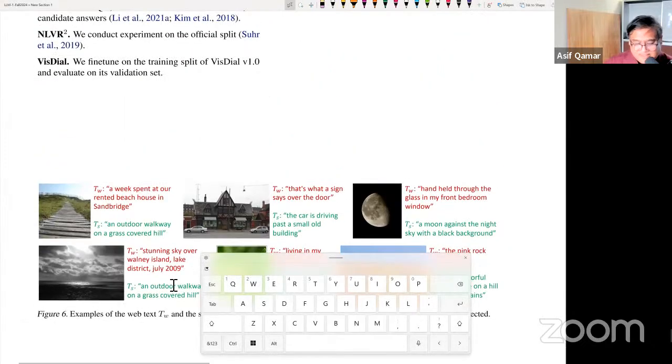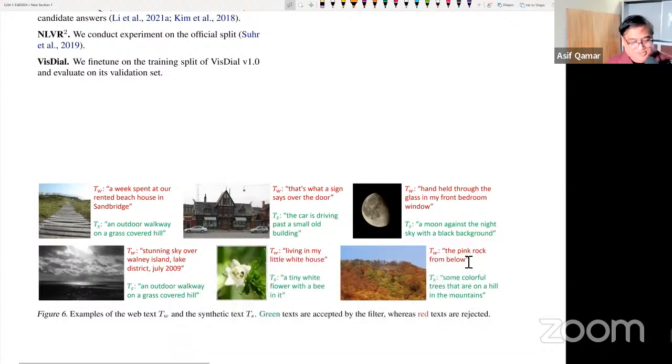So now let's go through a few more examples, because I think once we get the examples, we'll see the value of this contribution. Look at the picture at the top left, first row left. The caption says, a week spent at our rented beach house in Sandbridge. Sandbridge is some British place, perhaps? I don't know. But whatever it is, it is giving you the context of the image rather than the description of the image, isn't it? And would you agree that the model's description is more aligned? An outdoor walkway on a grass-covered hill, right?